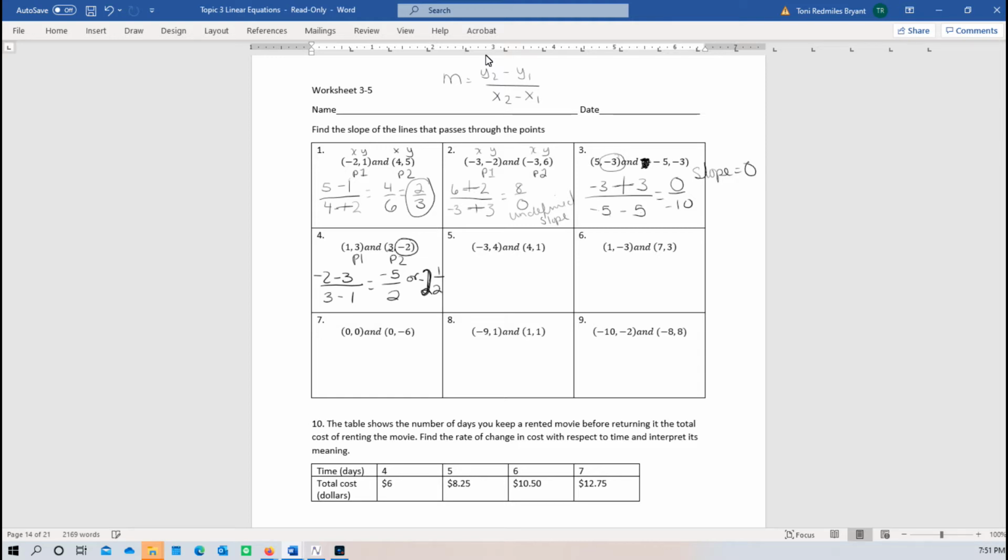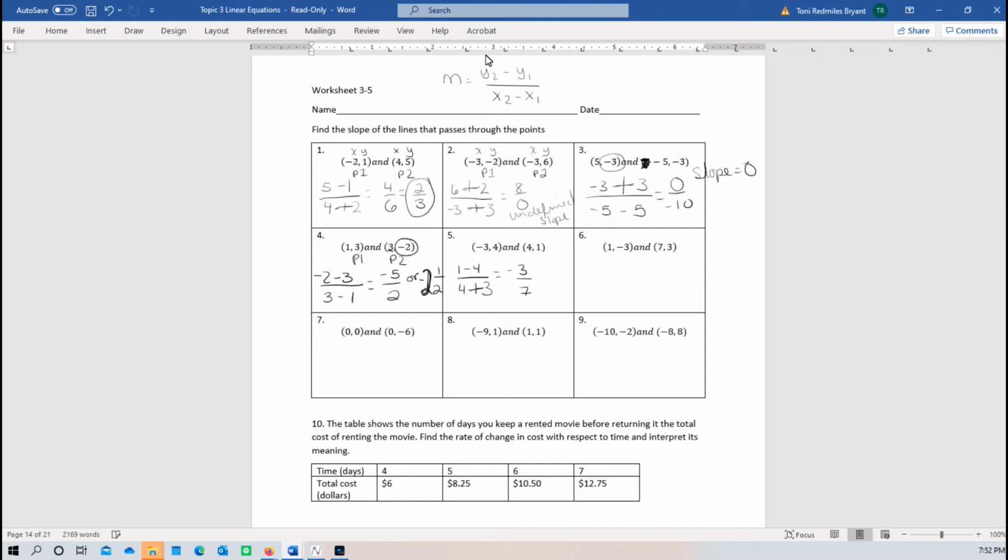All right, so take my y value and subtract it from my other y value. Take my x value and subtract it from my other x value, and I'm going to get a double negative. That's going to give me a -3 over 7, and the slope is just -3/7.